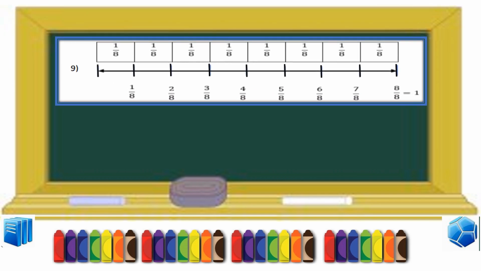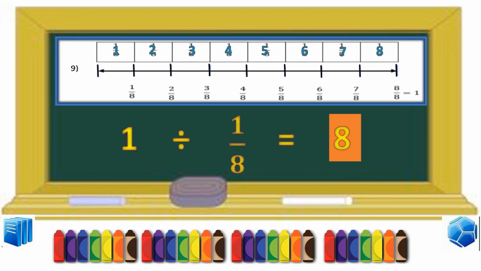Number 9, ilang 1/8 meron sa 1 whole? So, 1 divided by 1/8. So, bilangin natin ilang 1/8. 1, 2, 3, 4, 5, 6, 7, 8. So, ang sagot ay 8. Merong 8 na 1/8 sa 1 whole.